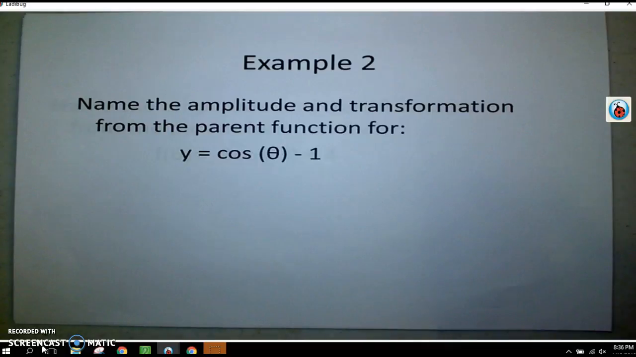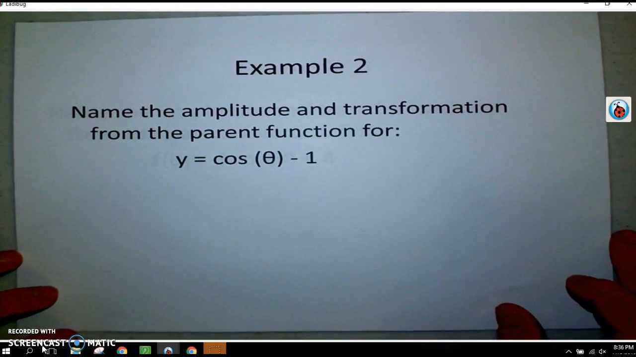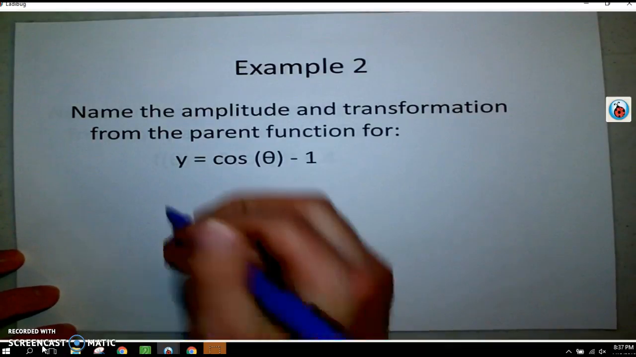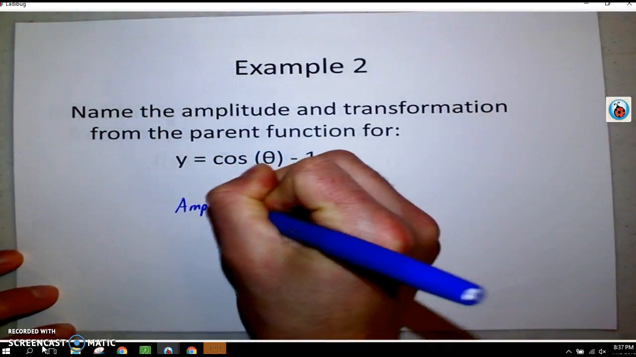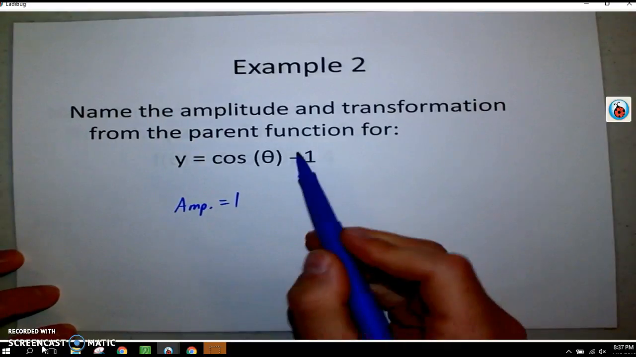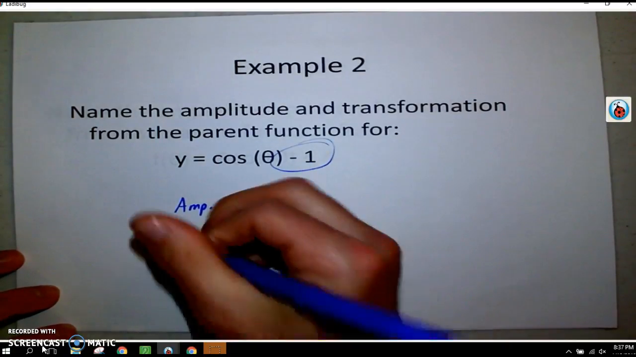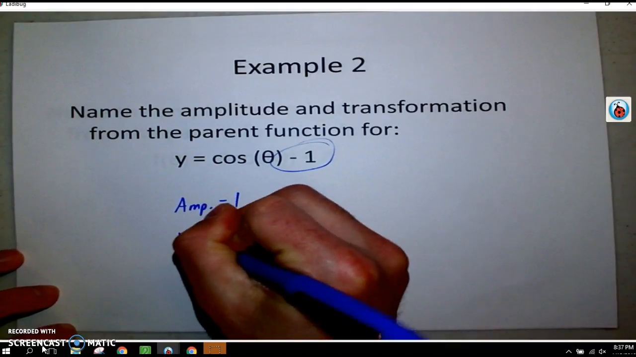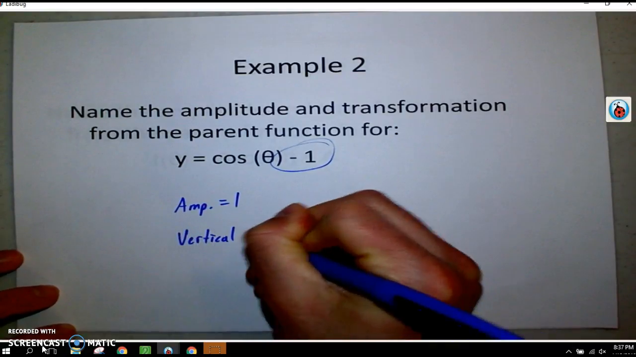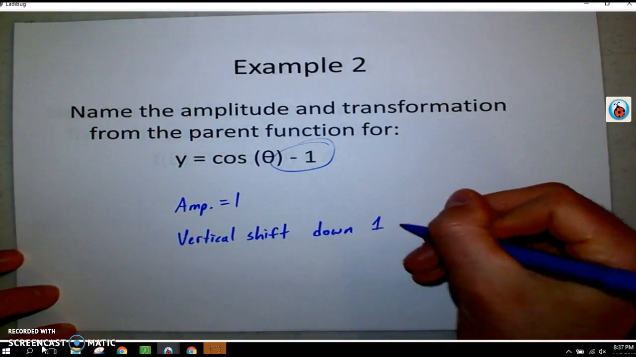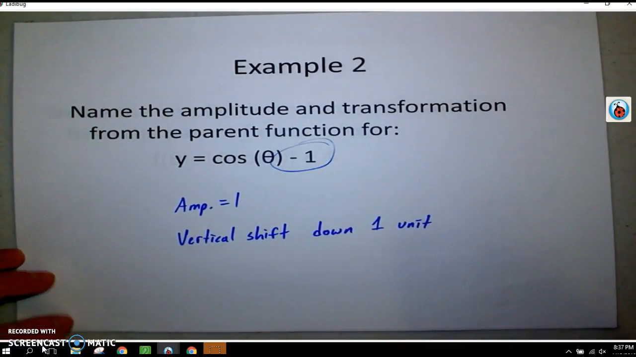Let's take a look at example 2 here. It says name the amplitude and transformation from the parent function. Well, I've got no number out in front, so that means that my amplitude is just 1. But the transformation that's happening here is this -1 at the end. And that's going to symbolize a vertical shift. And specifically, that would be a vertical shift down 1 unit.